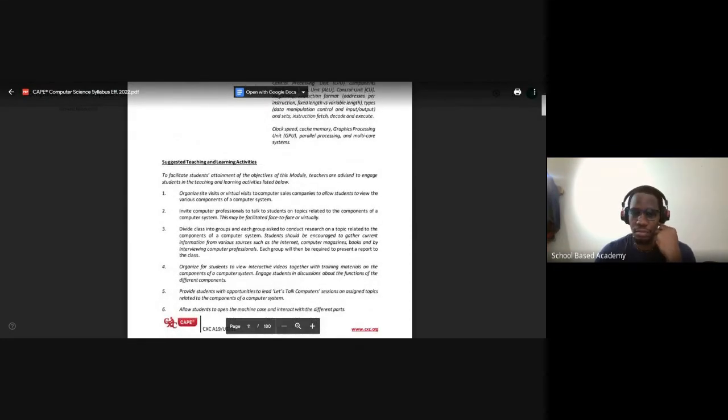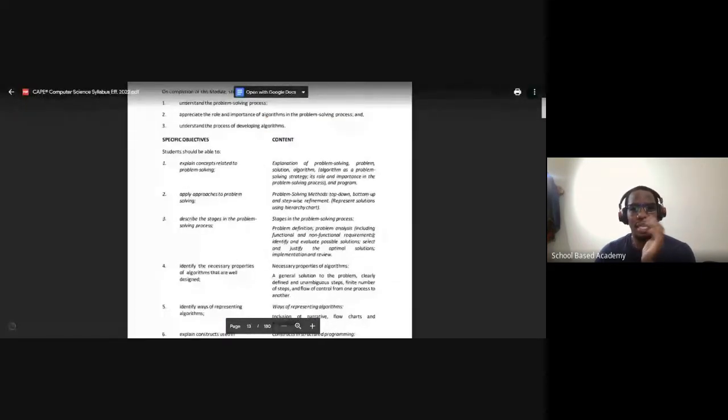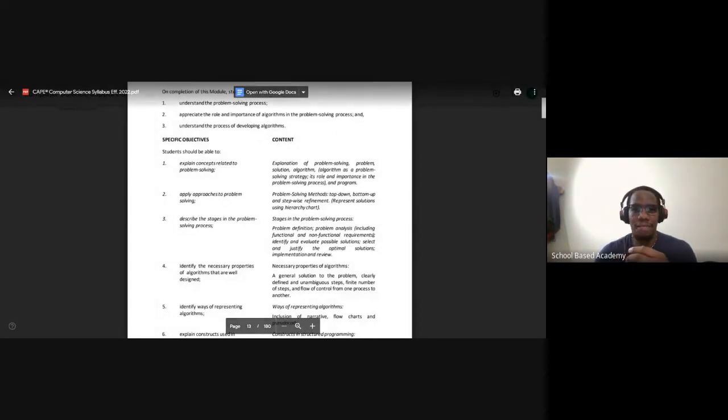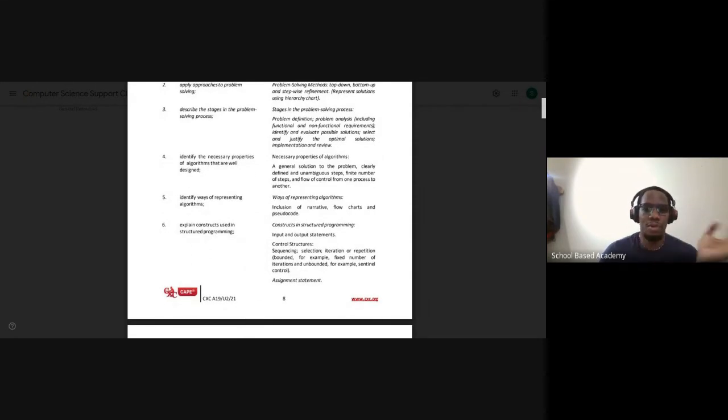Good. So next up, we have Module 2. Module 2 has to do with problem solving. We have understanding what problem solving is, different problem solving methods. I'm not going to go too much into the theory of that. We have stages in the problem solving process. We have different ways of representing algorithms. We have programming constructs, which are the selection, sequence, and iteration. We have the input and output statements that we need to look at.